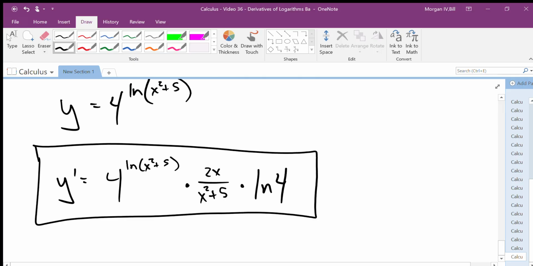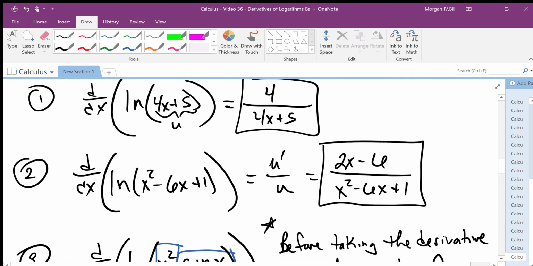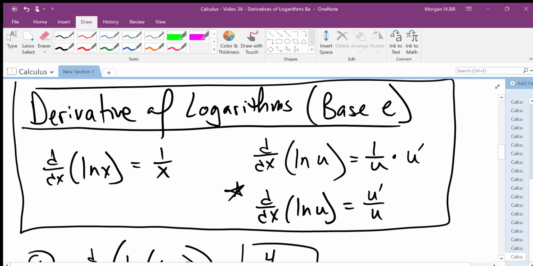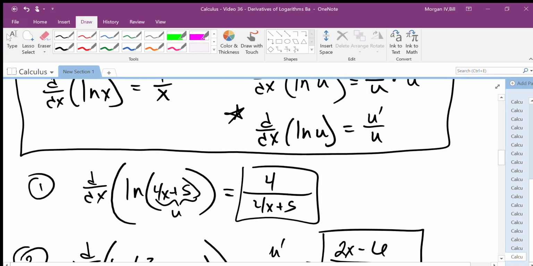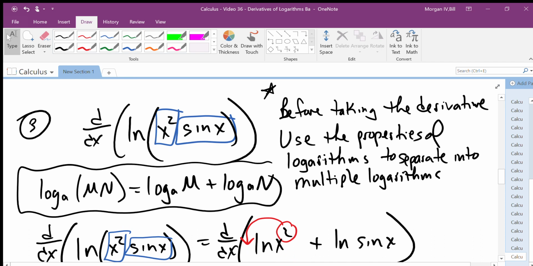All right, so going back up here to our summary, the derivative of the natural log of x is 1 over x. But if you have something besides just an x there, if it's some other function, as complex as it might be, the derivative of the natural log of u is u prime over u. Remember, if we have multiple functions inside that logarithm, to separate those functions before taking the derivative.